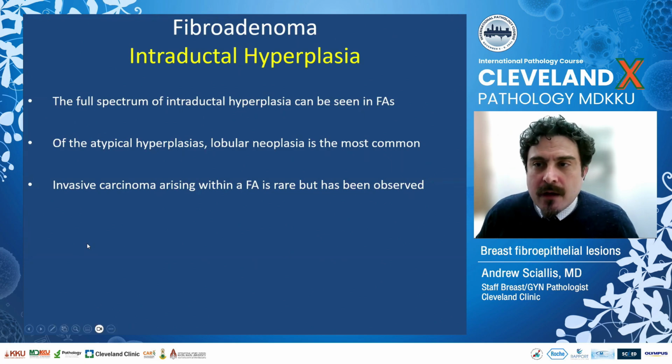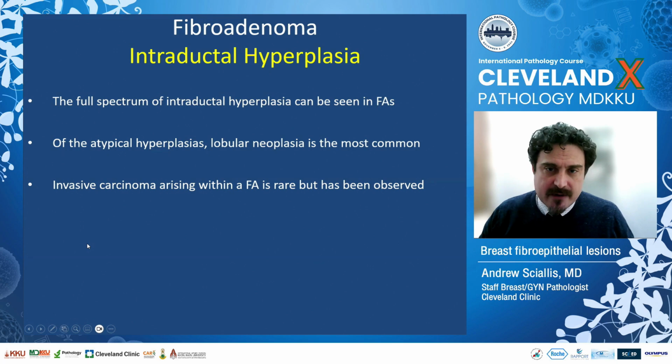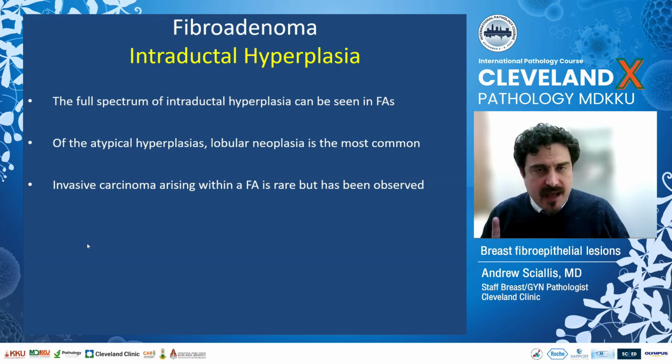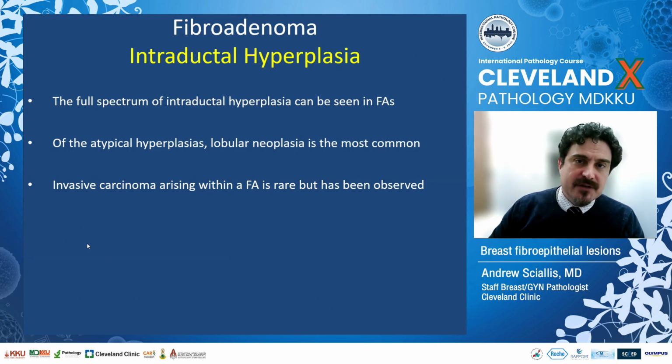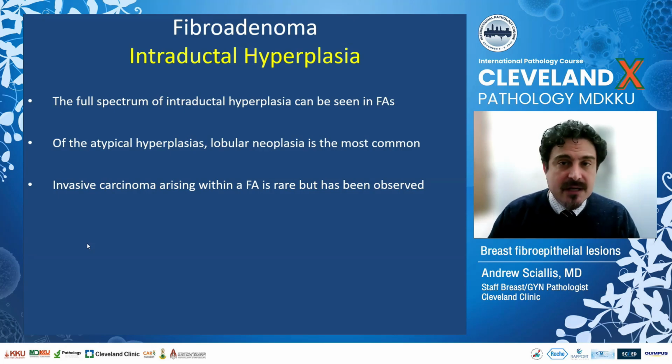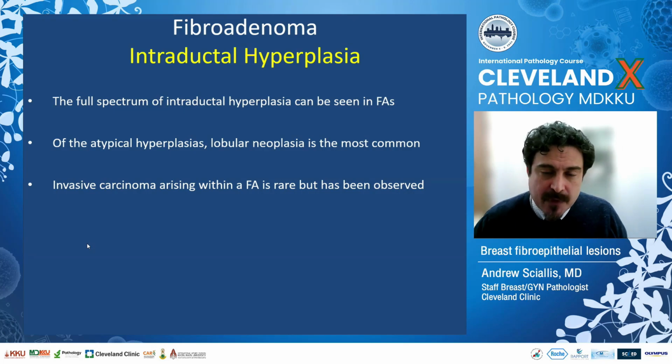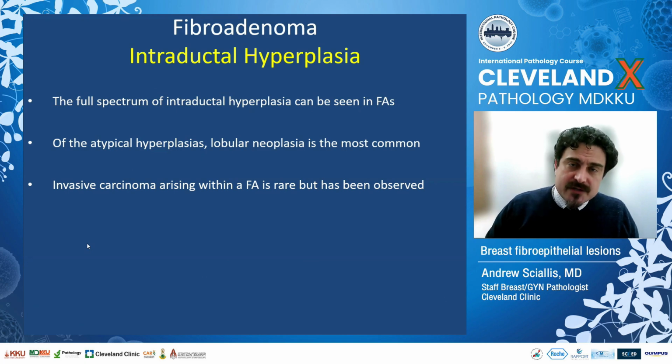Okay, so you can get the full spectrum of intraductal hyperplasia in fibroadenomas, and that includes ADH, or atypical ductal hyperplasia, florid usual ductal hyperplasia, lobular neoplasia, and outright ductal carcinoma in situ. It is kind of our experience, and that noted by a lot of individuals who have seen a bunch of these tumors, that of all the atypical hyperplasias, it tends to be lobular.